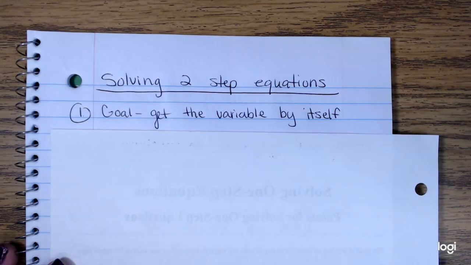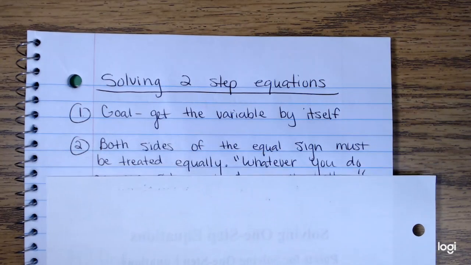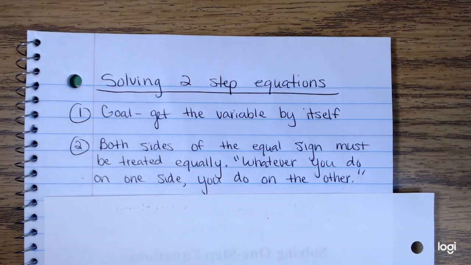Our goal, remember, is to get the variable by itself, meaning we want the letter K equals something or M equals something. We want the variable by itself on one side of the equal sign. The second thing to remember is both sides of the equal sign must be treated equally. You've heard me say whatever you do on one side, you do on the other side.